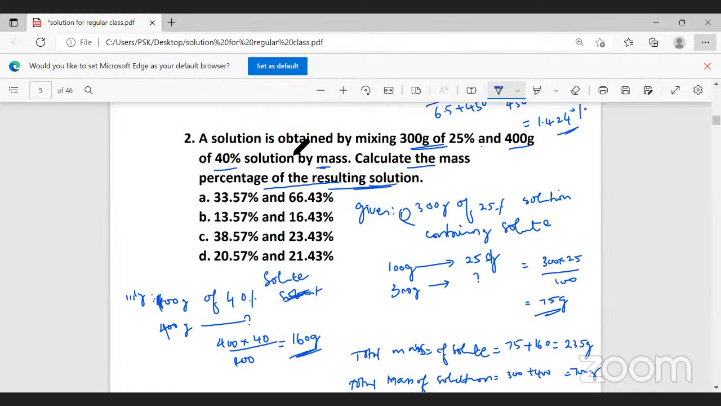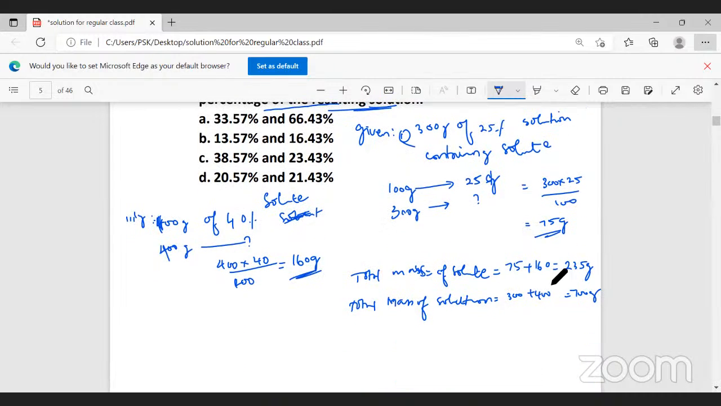So they are taking two solutions. One solution is weighing 300 grams, and in that, 25% of solute is there. The second solution is weighing 400 grams, and the percentage of solute is 40%. They are mixing both, and they are asking you to calculate the percentage of the resulting solution. That is why we are adding these two. So now tell me what will be the percentage of the final solution, the mass percentage of solute in the final solution.